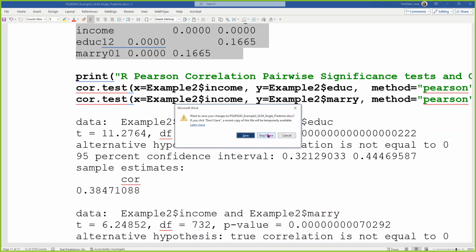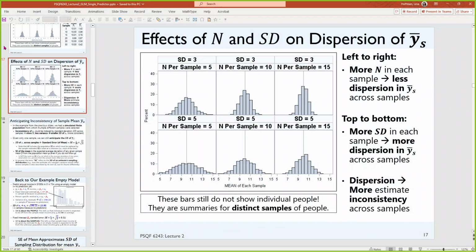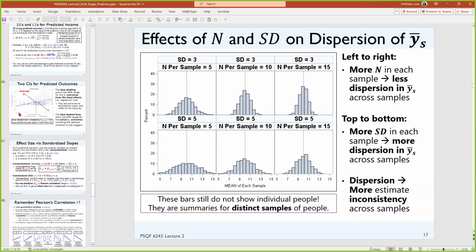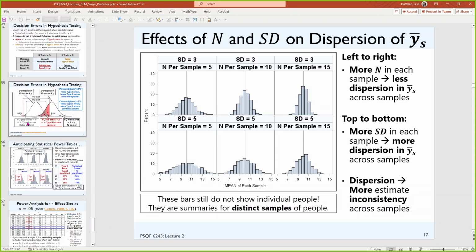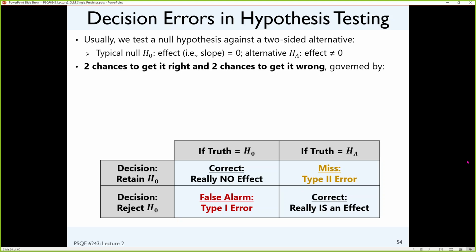All right, then let's talk about ways to be wrong. Because we're making these decisions, right? This is significant. What if you're wrong? This is not significant. What if you're wrong? We haven't talked about that yet, but it's part of the story. Picking up on slide 54 in lecture 2: decision errors and hypothesis testing, our last topic here.